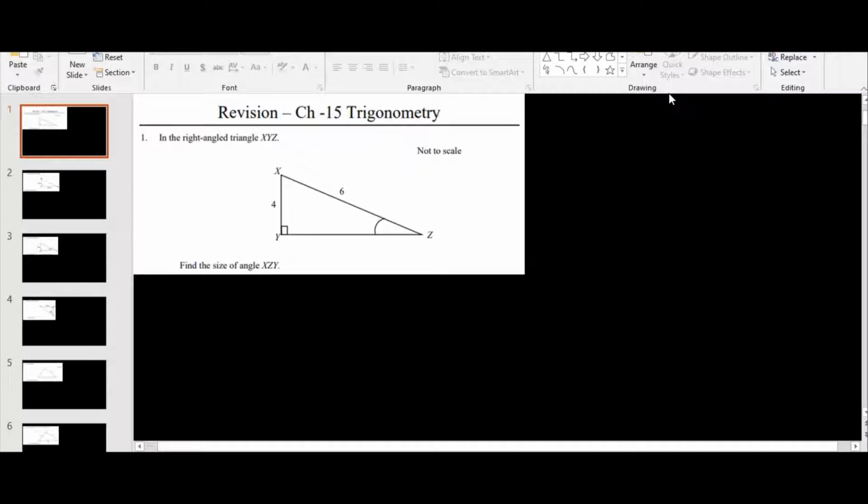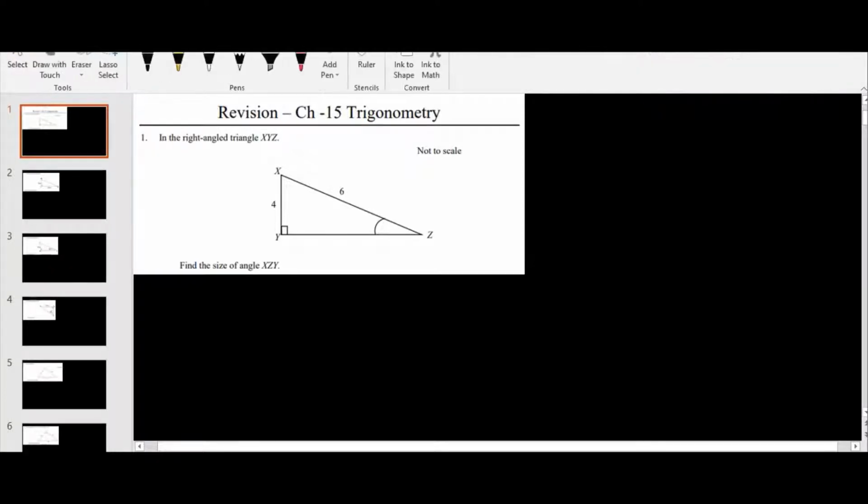The first question, you can see that it is a right angle triangle XYZ, and the question is asking you to find the size of angle XZY. So it is XZY, that means the middle letter is the angle which you have to find out. Here the middle letter is Z. That means we have to find this angle Z.